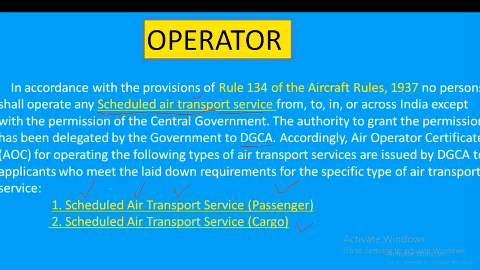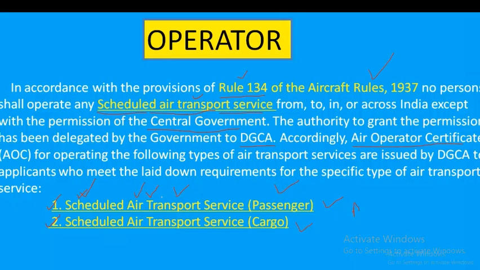This type of air transport service is approved under rule number 134 of the Aircraft Rules 1937. If they are approved, they get an Air Operator Certificate, shortly AOC. If an operator is given an AOC by DGCA on behalf of the central government, that means it is a scheduled air transport service, and they are also given a schedule. In accordance with that schedule, that operator provides air transport service.